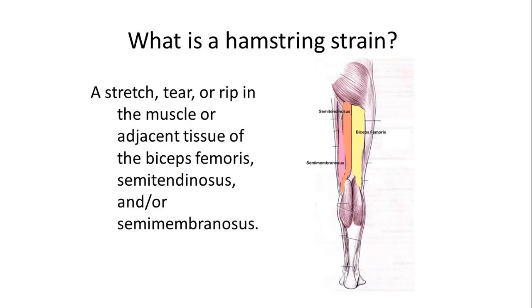So what is a hamstring strain? A strain is a stretch, tear, or rip of the muscles or adjacent tissue of the biceps femoris, semitendinosus or semimembranosus. Look, the adductor part is not commonly involved.